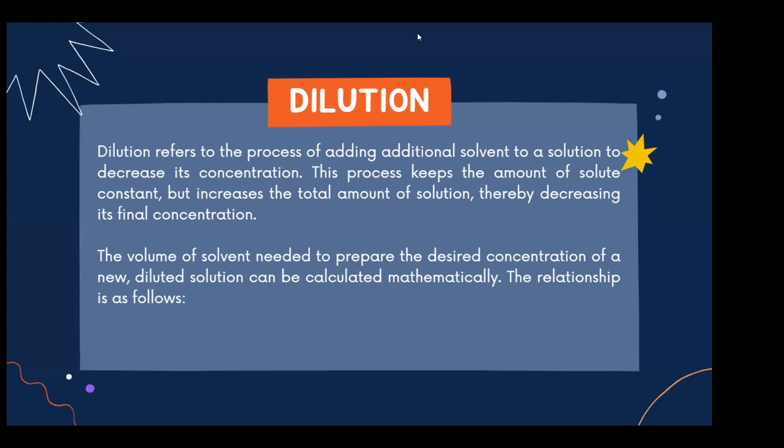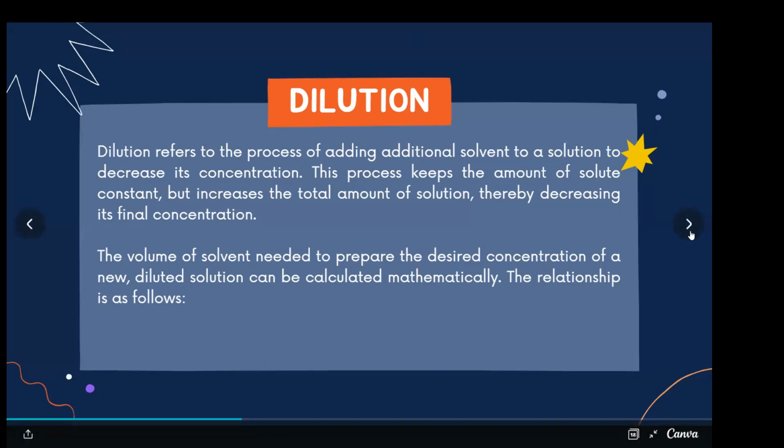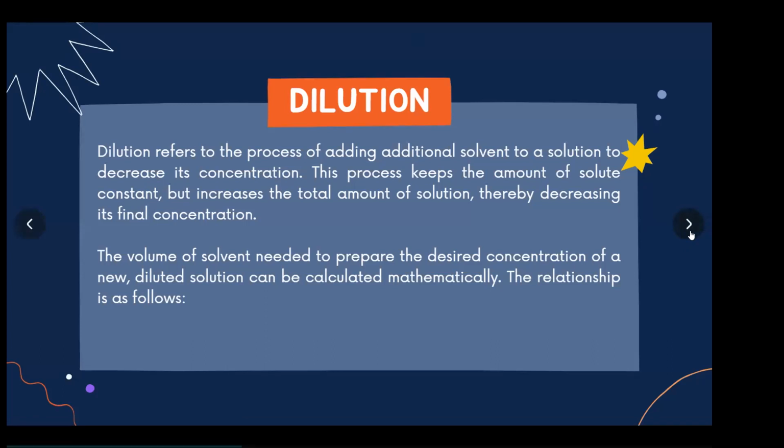Dilution. Dilution refers to the process of adding additional solvent to a solution to decrease its concentration. This process keeps the amount of solute constant, but increases the total amount of solution, thereby decreasing its final concentration. The amount of solvent needed to prepare the desired concentration of a new diluted solution can be calculated mathematically. The relationship is as follows.